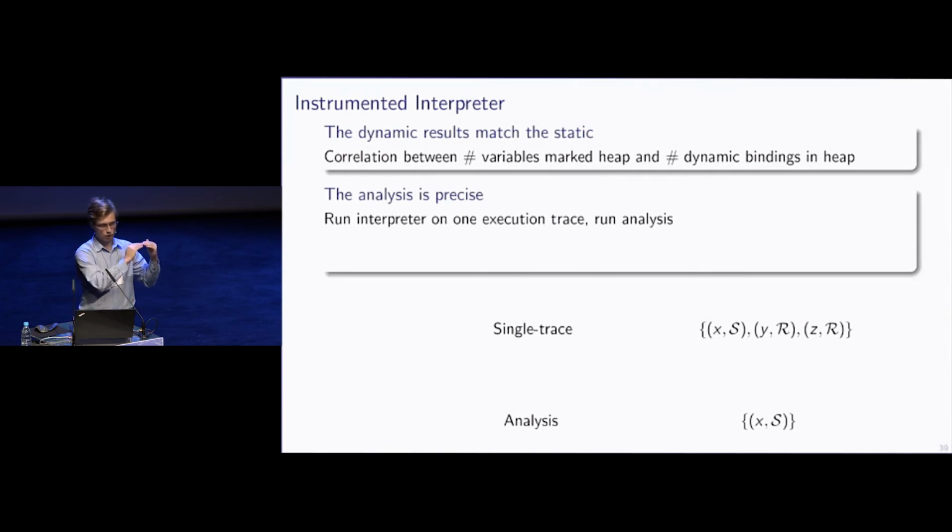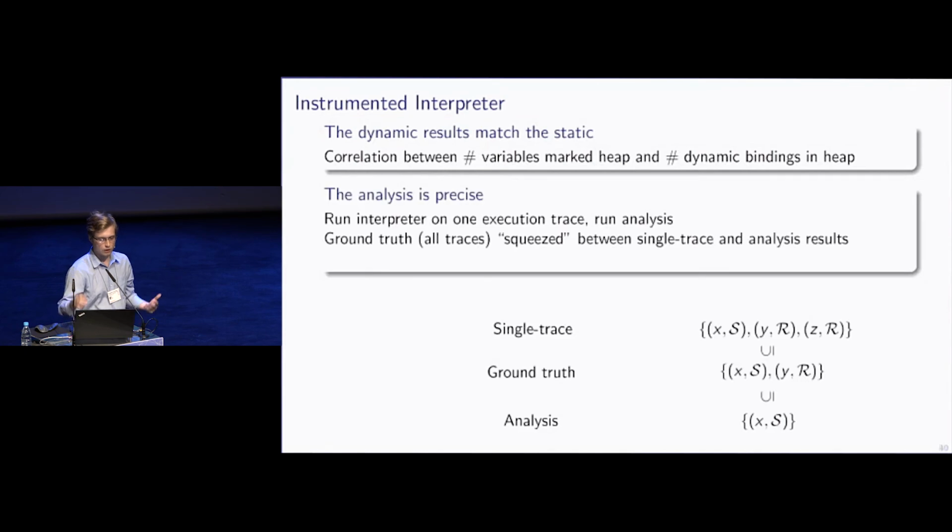So the idea is that I can run the interpreter on a single execution trace, and that will collect some facts for me, like X is a register, X has stack extent, Y has register extent, and Z has register extent. And I can also run our analysis, which is going to give us a subset of those facts, since it's a sound approximation. Then we can think of this as squeezing the ground truth, which is the intersection of these facts across all traces. It's squeezed between these numbers.